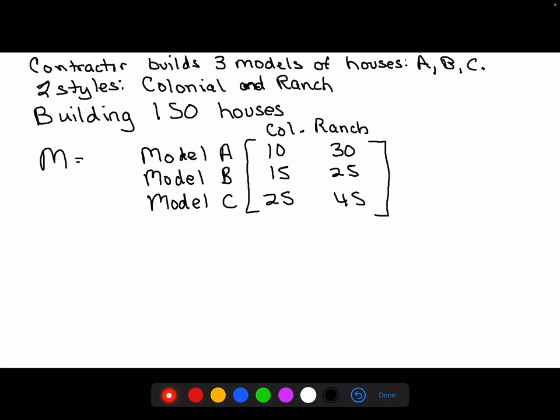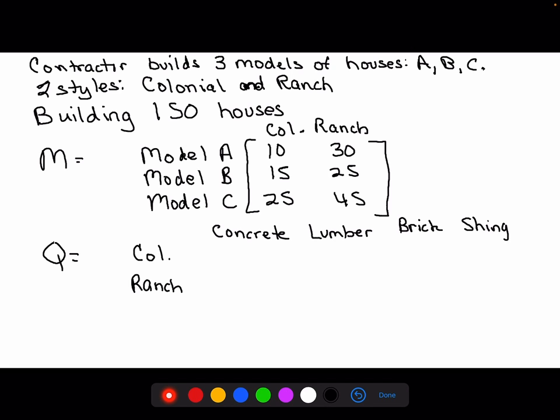All right, what other information do they give us? Okay, so matrix Q is going to give us the information for the amounts of each of the main materials used depending on the style of house. All right, so styles of houses were colonial and ranch. And what materials are being used? Well, we have concrete, we have lumber, we have brick, we have shingles. So you can make a little 2x4 matrix for that.